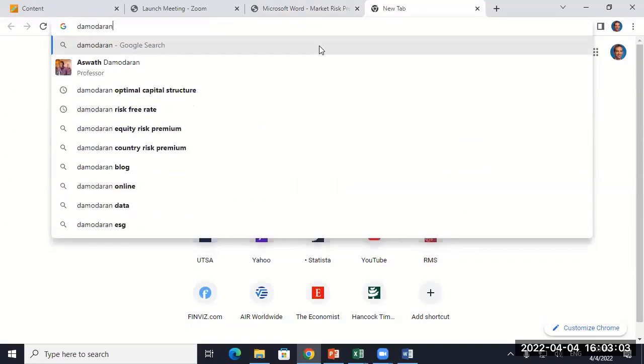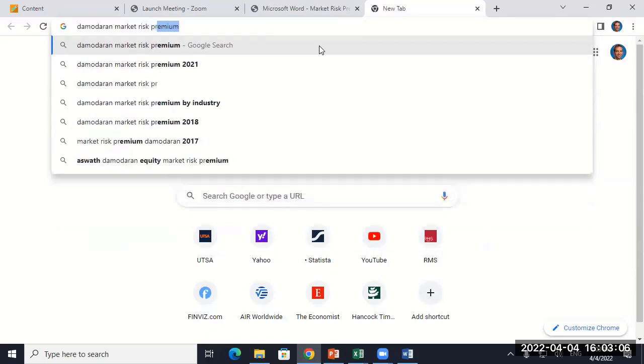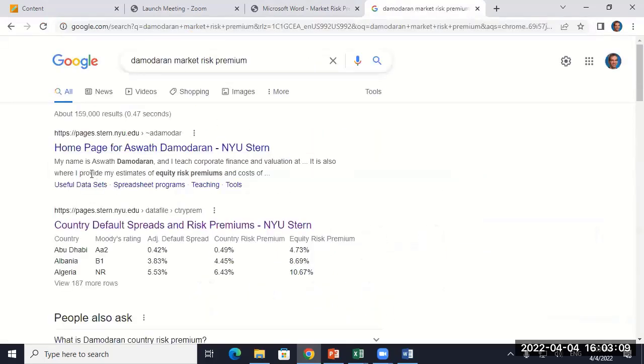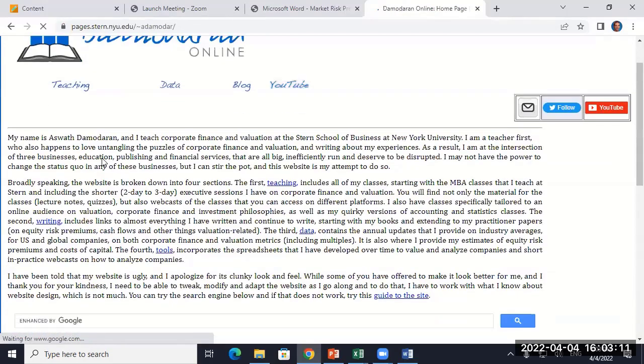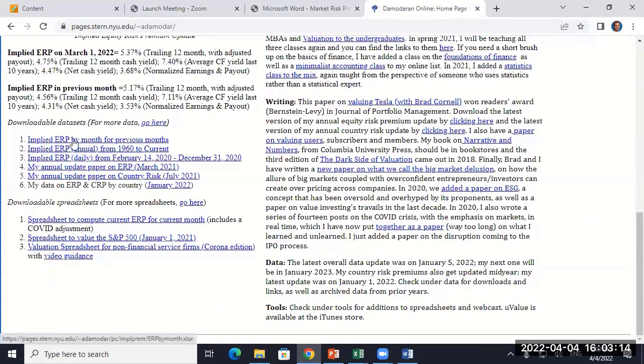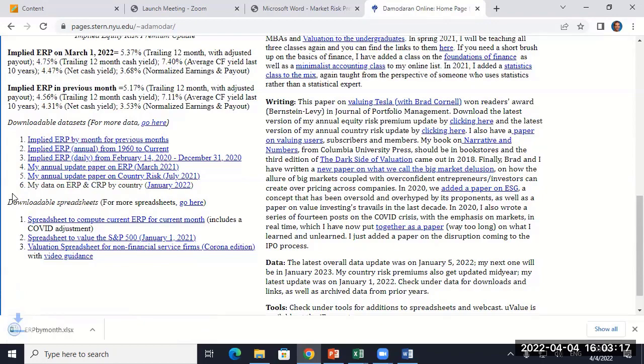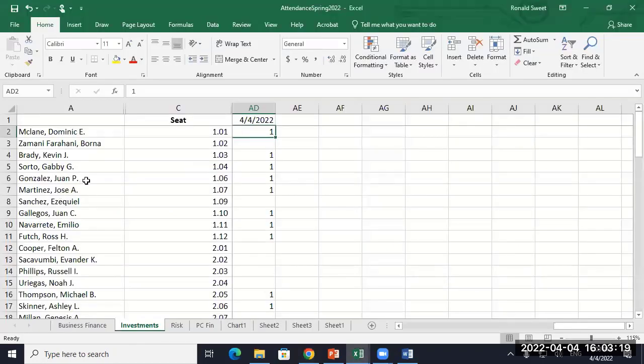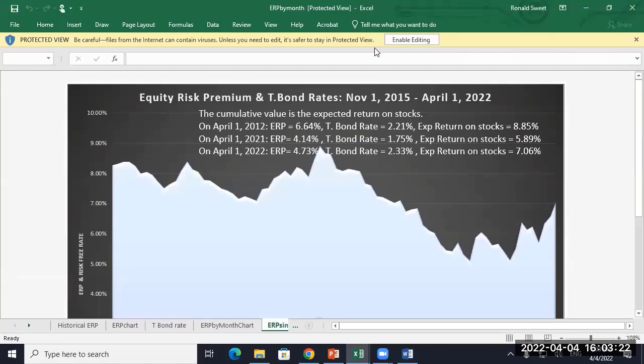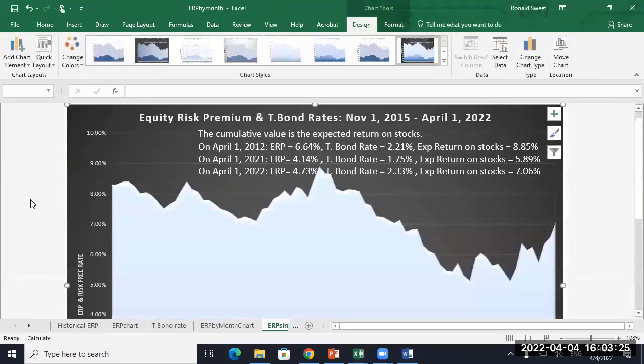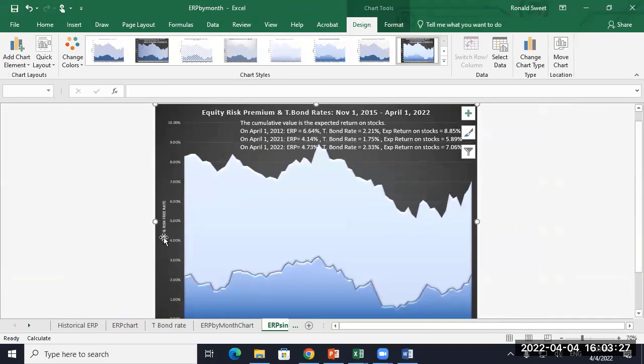Damodaran, market risk premium, and he publishes all of his stuff. And he actually provides it for free, which is kind of cool. But here's his market risk premium. Here's the risk-free rate down here. And here's the market risk premium. So the sum of the 2 together is what you expect stocks to return. It's a required return on stocks, the sum of the 2 together.